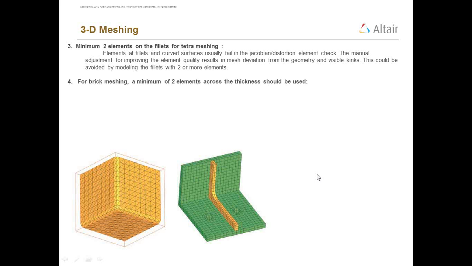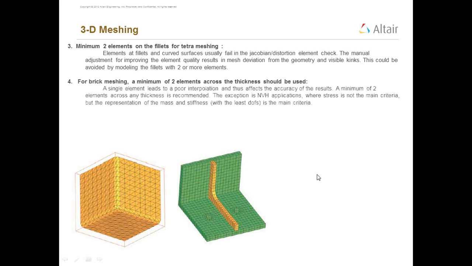Then for brick meshing, a minimum of 2 elements across the thickness should be used. A single element leads to poor interpolation and thus affects the accuracy of the result. A minimum of 2 elements across any thickness is recommended. The exception is in NVH applications, where the stress is not the main criteria, but the representation of mass and stiffness with the least degrees of freedom is the main criteria.